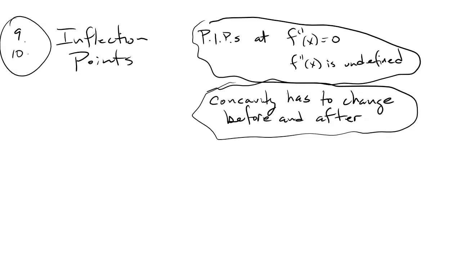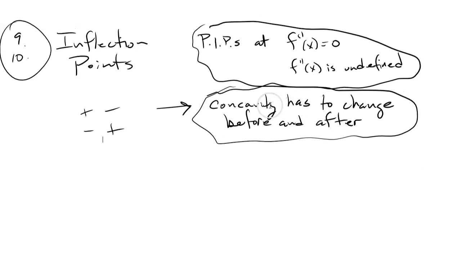Now, you might have to only give the x value of an inflection point, or you might have to give an actual point. It depends on what info you're given. If you're given a table, it has to go plus to minus or minus to plus. That's how it would show that it changes before and after. Okay, nice.